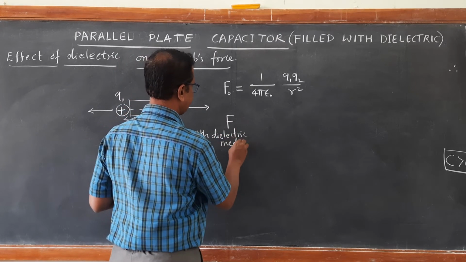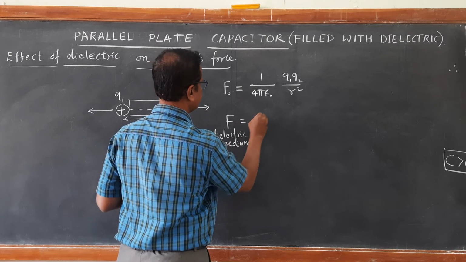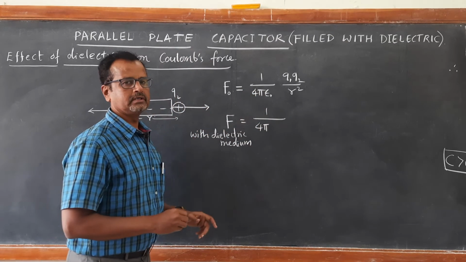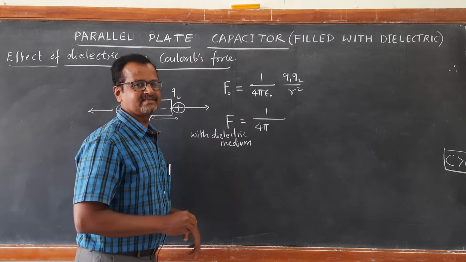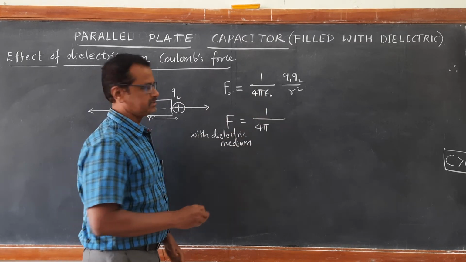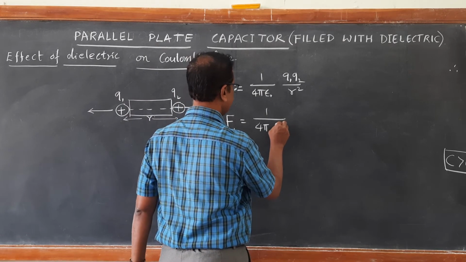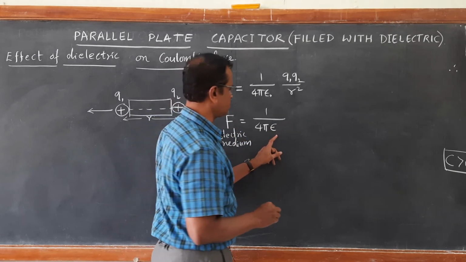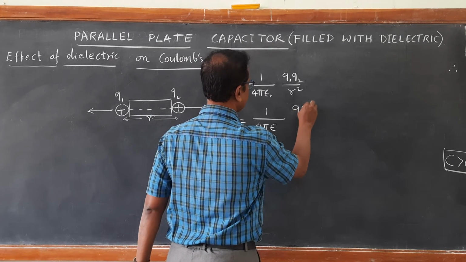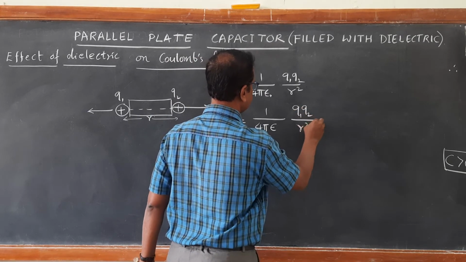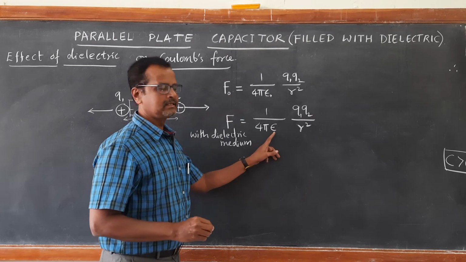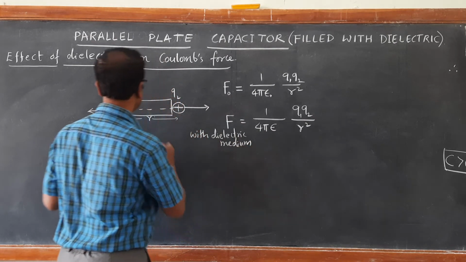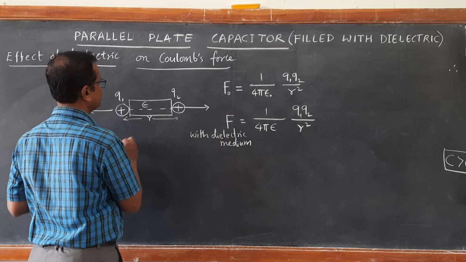F with dielectric medium becomes 1 upon 4 pi. This epsilon naught is now multiplied with K times. So, K times epsilon naught. So, it becomes epsilon. It is not naught now. It is just epsilon into Q1 Q2 by R square. Now, epsilon is the permittivity of the medium.